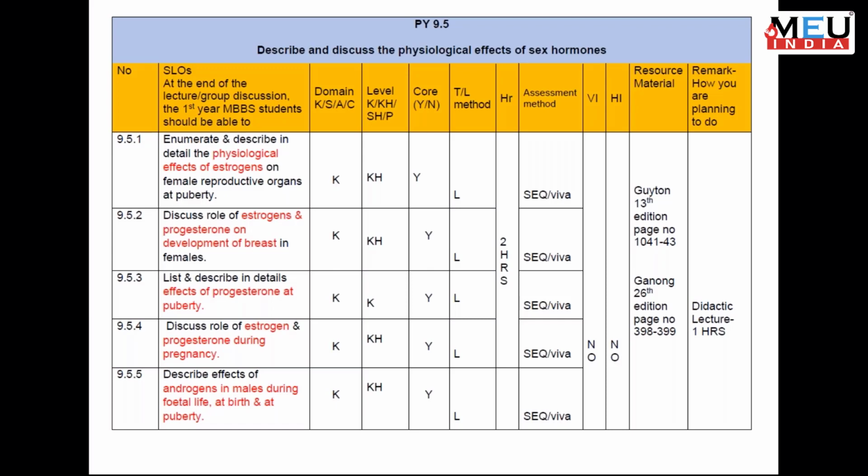The next one is list and describe in detail the effects of progesterone at puberty. The next one is discuss the role of estrogen and progesterone during pregnancy. Then describe the effects of androgen in males during fetal life, at birth and at puberty.